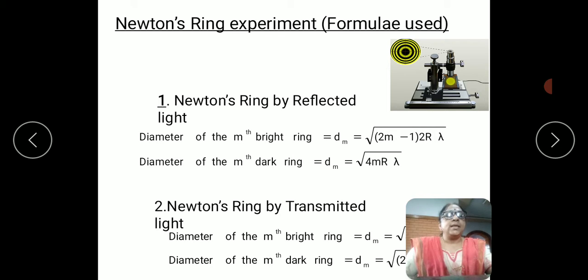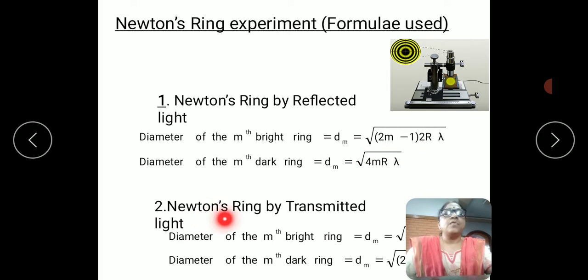So let us see the formulae used for Newton's rings experiment. In case of reflected light, the Newton's rings by the reflected light, the diameter of the mth bright ring is dm equal to square root of (2m minus 1) into 2r lambda, and the diameter of the mth dark ring is dm equal to square root of 4mr lambda.